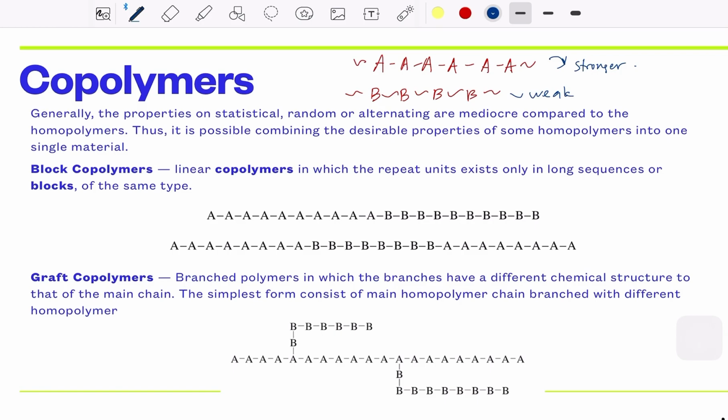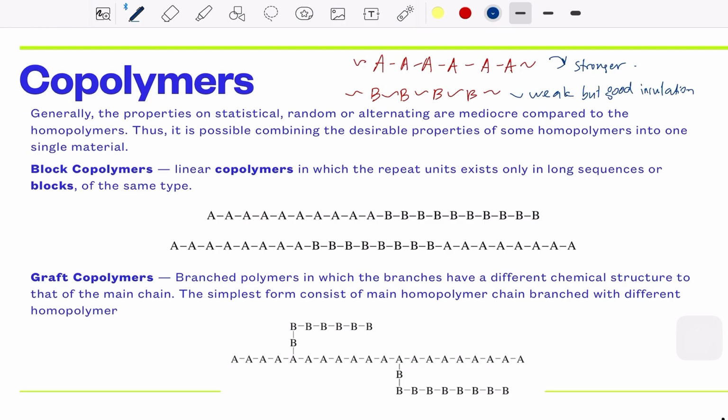Okay? So maybe B is weak but maybe a good insulator. So maybe weak but good insulation probably. So how do we make a polymer that is strong and then has a good insulation property? So if we want to combine A and B, we need to think of something. We cannot just blindly blend these two. If we blend these two together, it will probably become just a random copolymer.